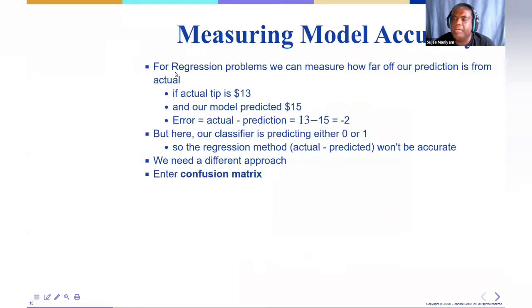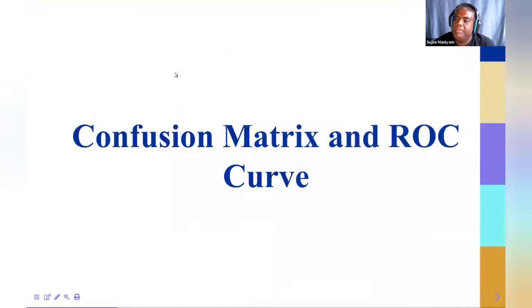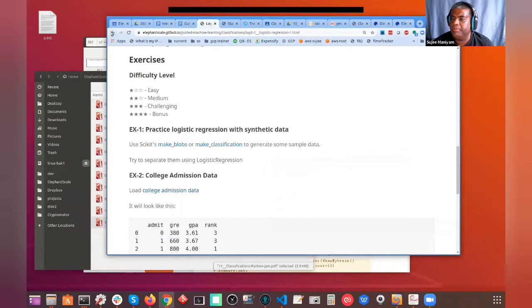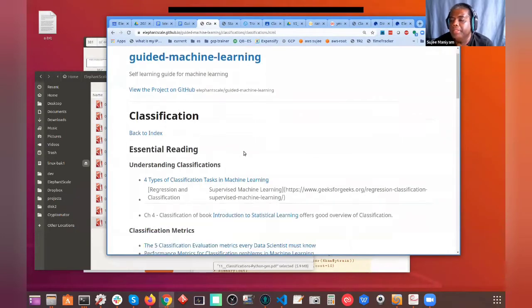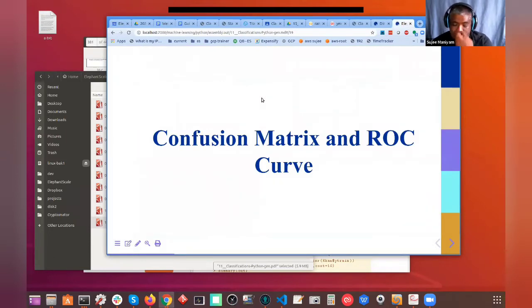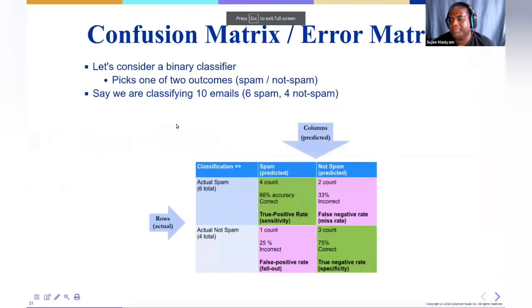And that's where we come to something called the confusion matrix. I'm sure you have done some reading on it. I want to make sure I gave you enough information here: the introduction of classification, so go back and read this. Confusion matrix, very, very important. Despite the name, it's pretty straightforward once you understand the mechanics of it. That's why I want to quickly explain it, because we will use this quite a bit. So let's look at the confusion matrix.